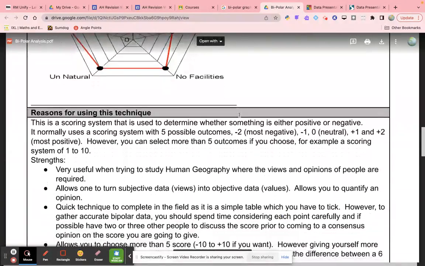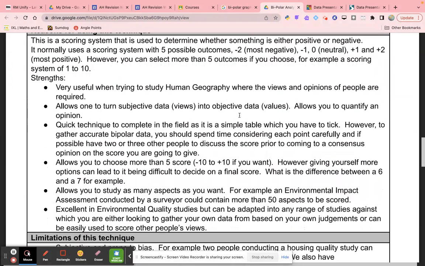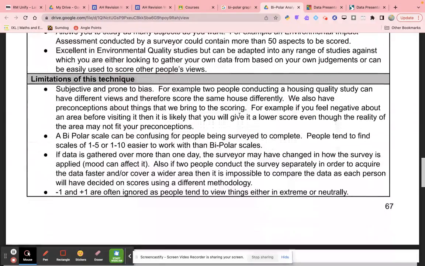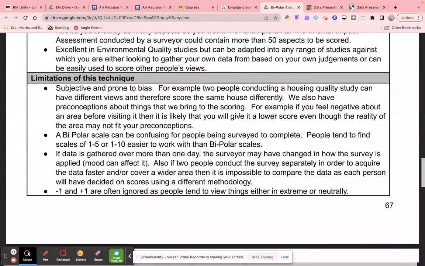Okay, so consider all of the possible uses of bipolar scoring. Think about the strengths. Why would you use it? So I'm just putting them on the screen. You could pause and note down some of those points if you're asked this in an exam. And here are some of the slightly more negative points to do with the scoring system, which you could also read through and take some notes on.